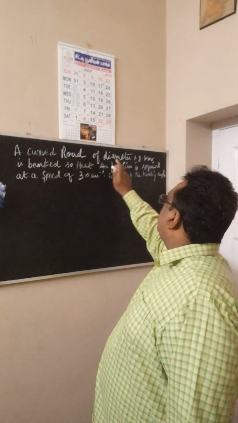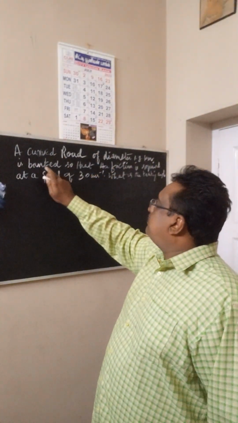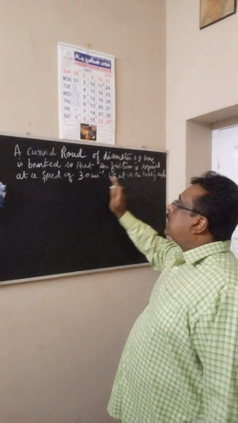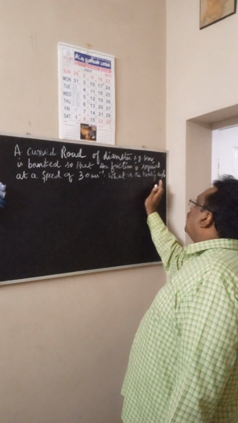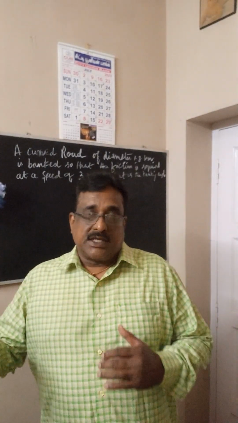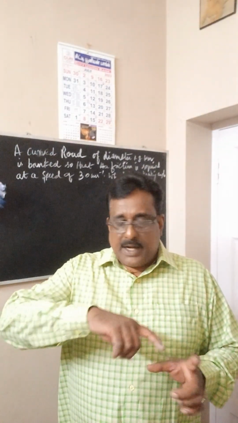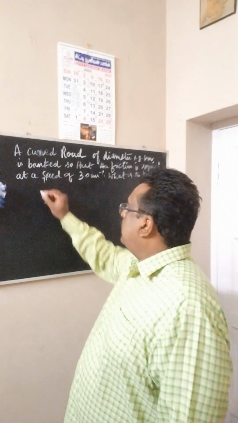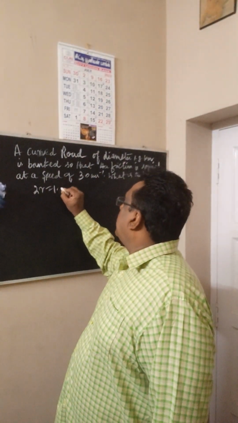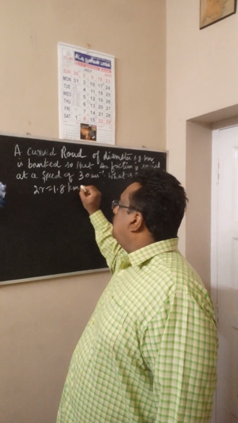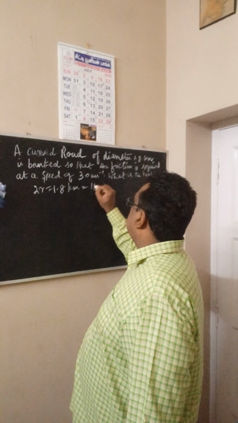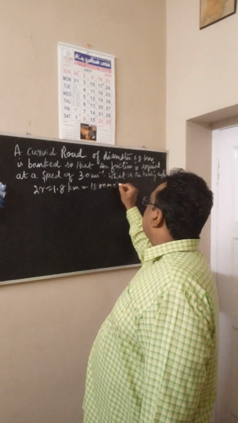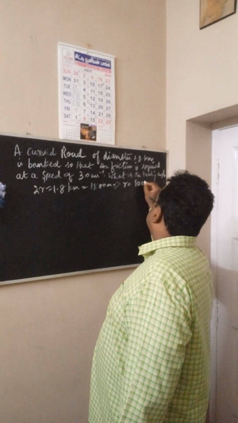A curved road of diameter 1.8 kilometer is banked so that no friction is required at a speed of 30 meters per second. What is the banking angle? Here the diameter of the road is given, so we can calculate the radius of the curve, and the speed is also given, and gravity is 9.8 meters per second square. You can easily calculate. So 2r here is 1.8 kilometer, that is the diameter, which is equal to 1800 meters. So from this you can find r to be 900 meters.